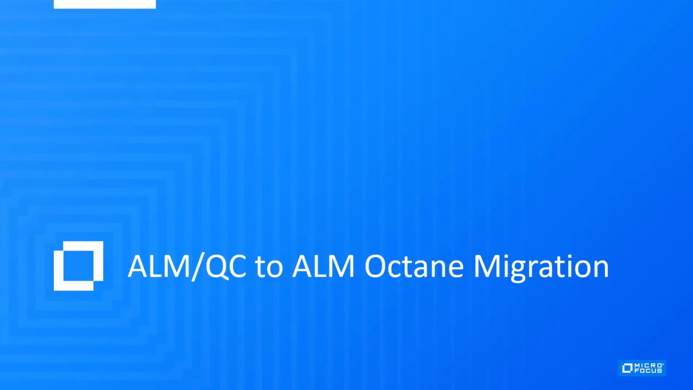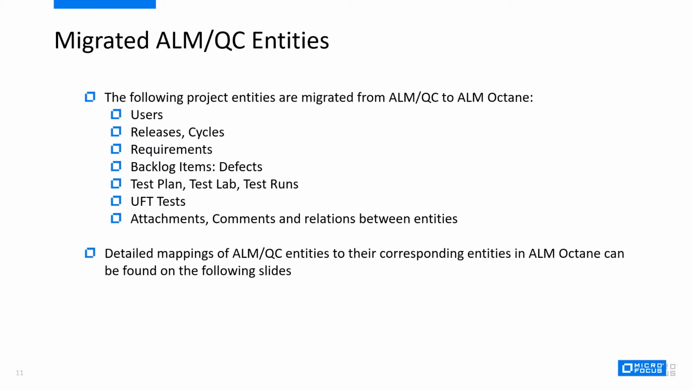Now we're going to talk about the ALM QC to ALM Octane migration. The following entities are migrated from ALM QC over to ALM Octane. We have a more detailed mapping of ALM QC entities to their corresponding entities in ALM Octane that can be found on the following slide. So I'll just jump over to those.